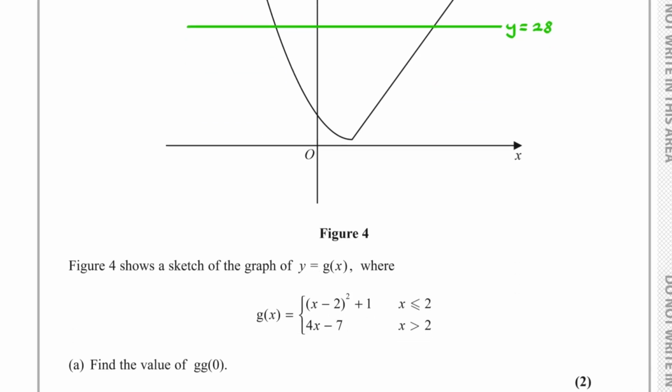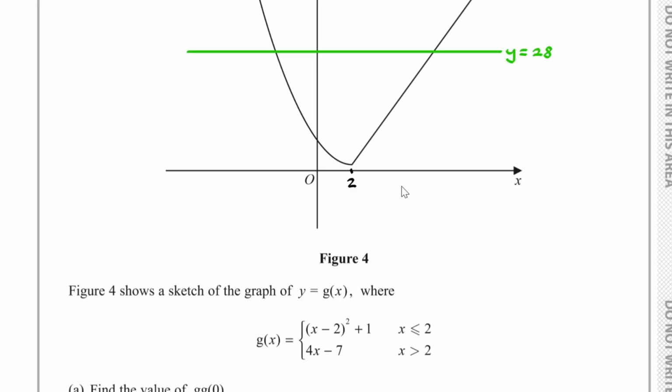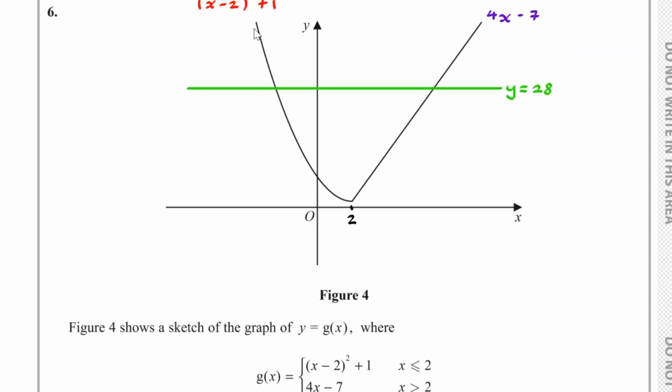And this critical region here, that's 2. And we're looking at where the graph is greater than 28. So we're looking at essentially this bit here and this bit over here. And for that, we'd have to find the intersection points.